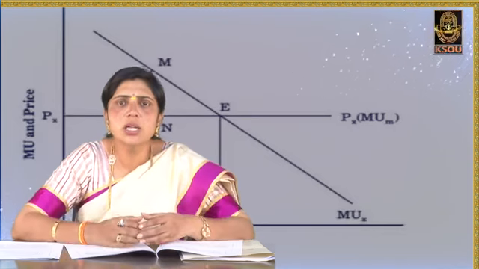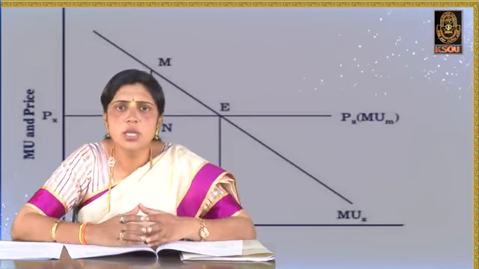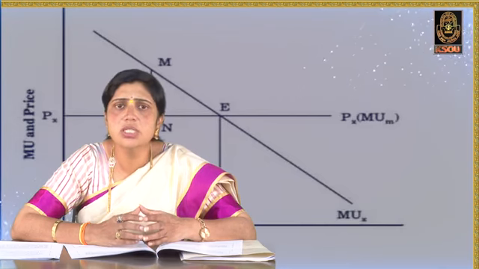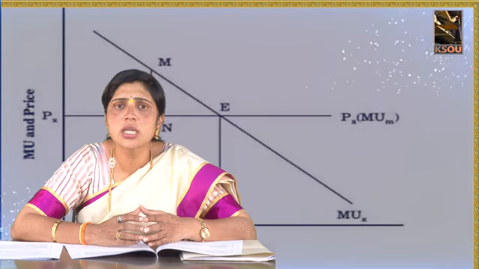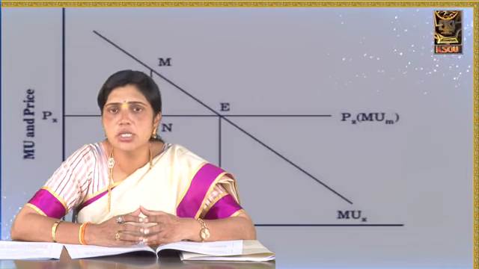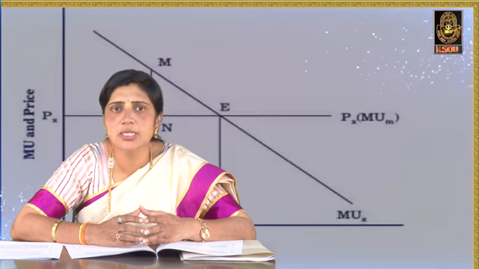Mathematically, it can be calculated as follows. Marginal utility is equal to the change in total utility divided by the change in quantity: MUx = ΔTUx / ΔQx.